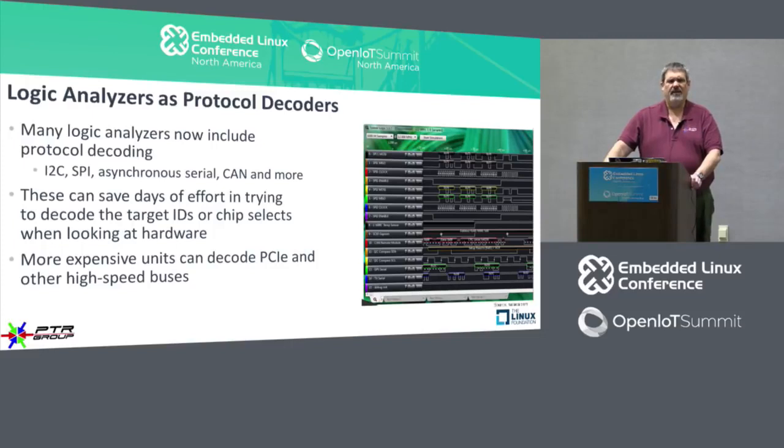And some of the really expensive units of these will decode both PCI Express and other high-speed buses. This particular one happens to actually be from Saleae. The Saleae will do 10 mega samples per second or something like that. So it's fast enough for most things.